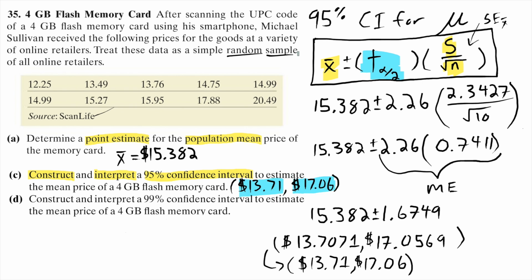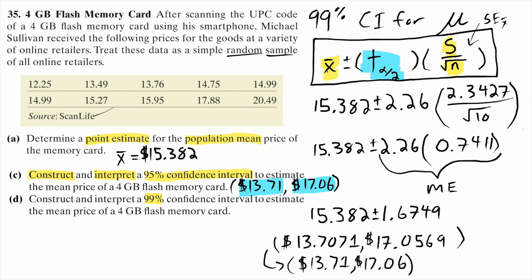We're pretty sure that the average price of this thing is somewhere between $13.71 and $17.06. That's our net. So it does say interpret this as well, but I just want to get to part D because the only difference between C and D is our level of confidence. Now, instead of finding a 95%, we're going to find a 99%. What's that going to change?